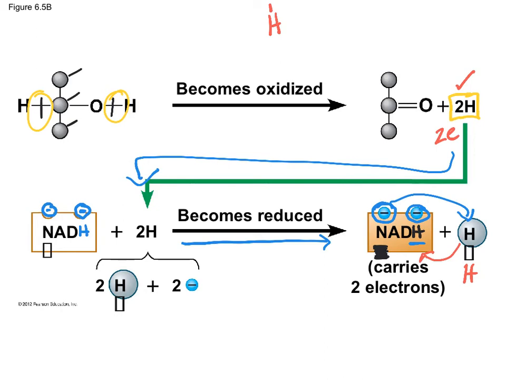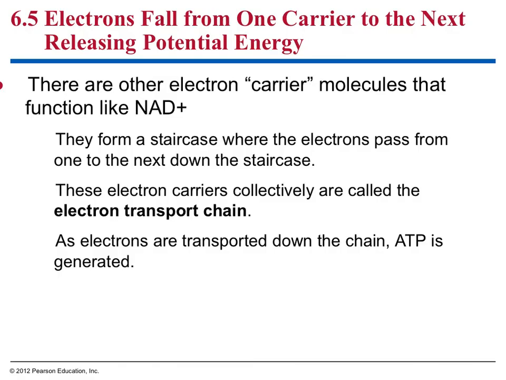So we call these electron carriers. NAD plus is an electron carrier. It's a carrier of energy. It's shuttling energy, and this is going to be temporary, right? All that NAD is doing is carrying those electrons to something else. There are other electron carrier molecules that work very similarly to NAD plus. There is FADH. We'll talk about a couple of the other enzymes used in cellular respiration that are similar to NAD a little bit later.